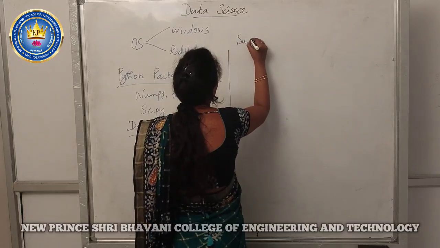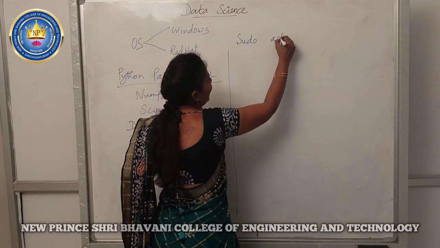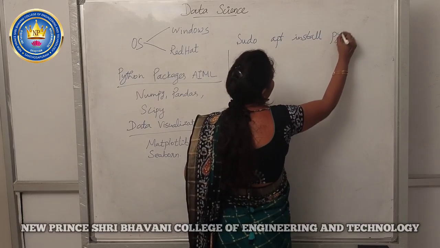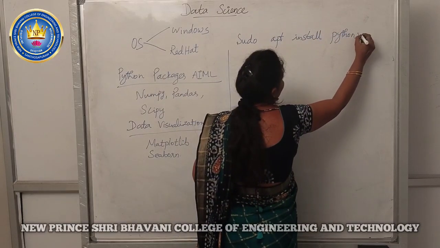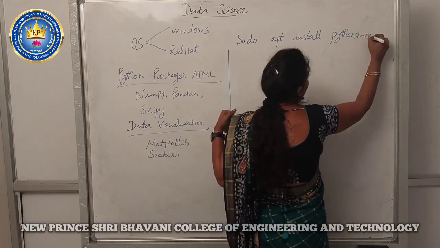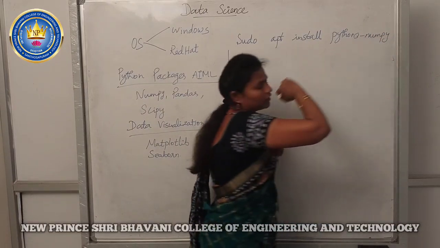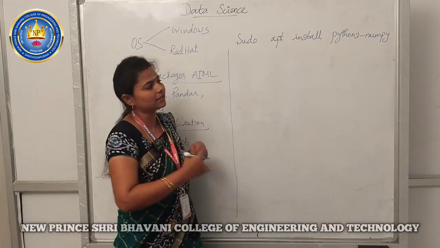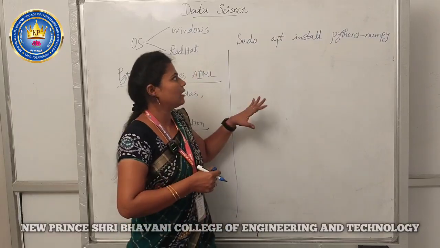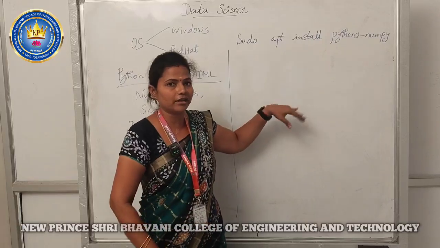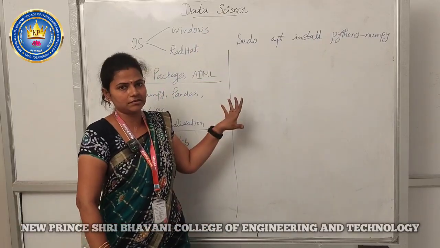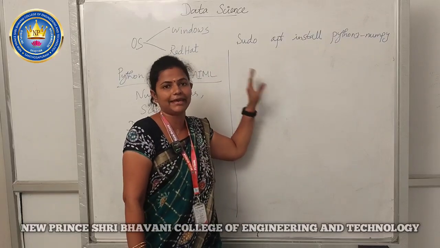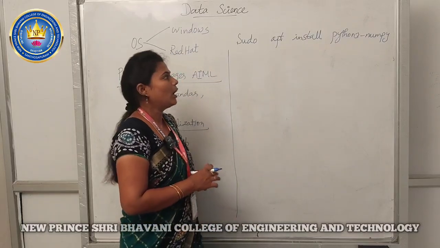For example, sudo apt install python3-numpy. This command is mainly used to install the NumPy package. All the commands are supported in the Windows operating system as well as Linux OS. This command is mainly used to install the packages in Linux operating system.